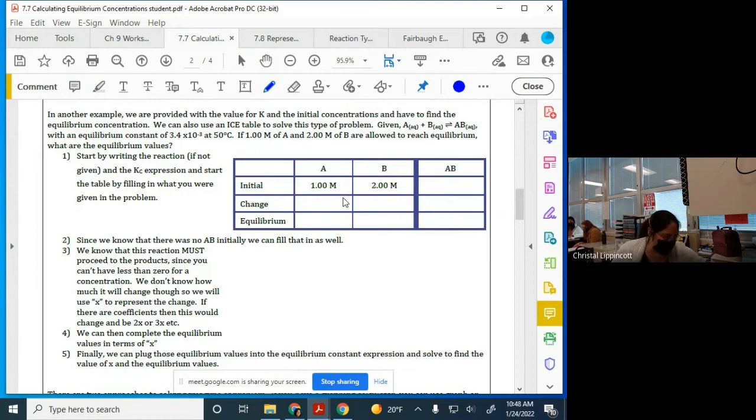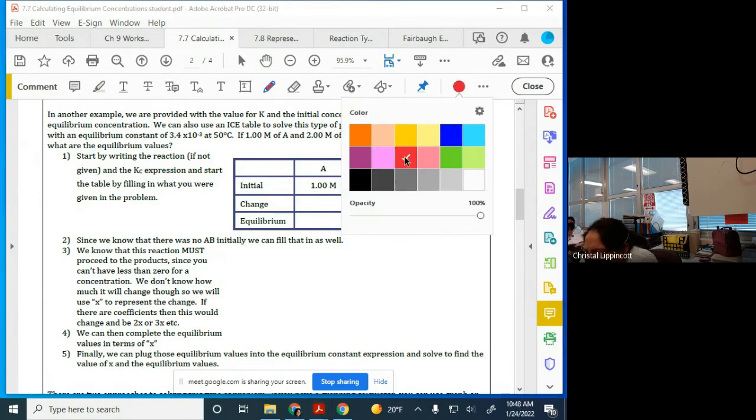That we're going through, they are giving us initial amounts, and they didn't tell us anything about AB, so we're going to assume that that is 0, because they didn't say anything about it. So that guy's going to be 0.